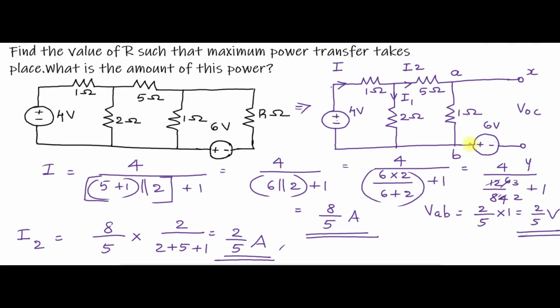Now you got the voltage across A to B. Now obviously this open circuit voltage VOC is equal to VAB plus 6 volt. So 2 by 5 plus 6 is equal to 6.4 volt. Now you got the open circuit voltage VOC as 6.4 volt. Now you have to determine Thevenin's resistance, which is RTH.